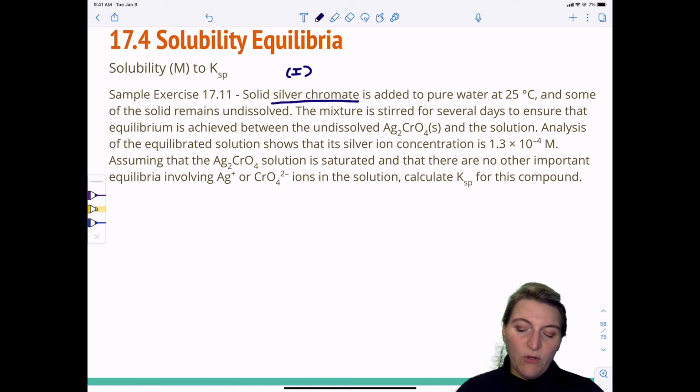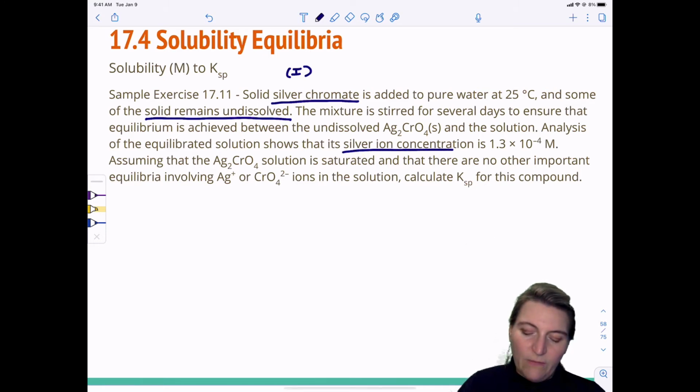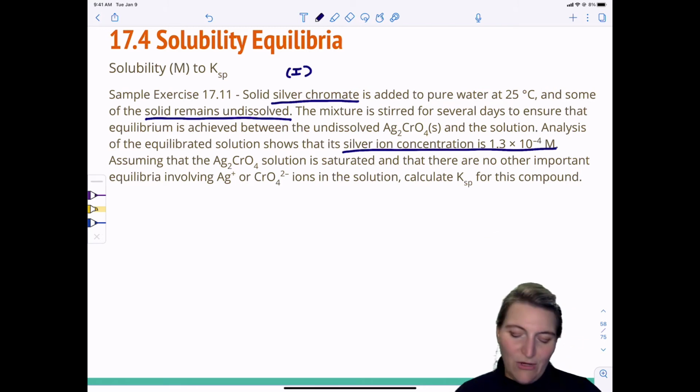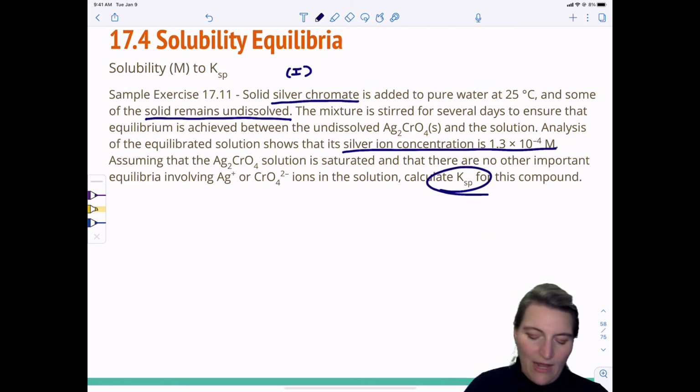Silver chromate is added to pure water at 25 degrees Celsius. Some solid remains undissolved. This is how we know it's at equilibrium. It's a saturated solution. The mixture is stirred for several days to ensure that equilibrium is established. Silver chromate in the solution. Analysis of the equilibrated solution shows that its silver ion concentration is 1.3 times 10 to the -4. Assuming that this is saturated and it's the only equilibrium, calculate the KSP.